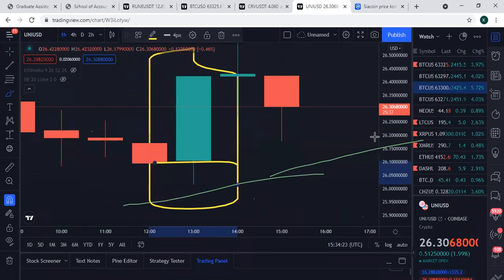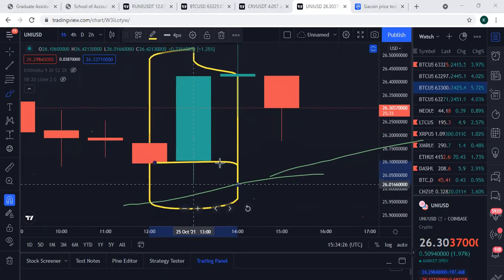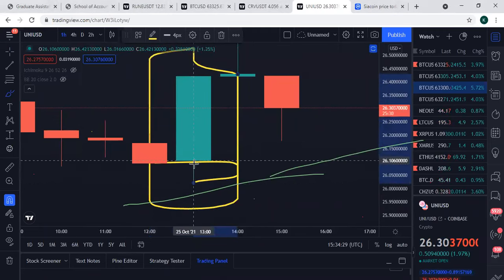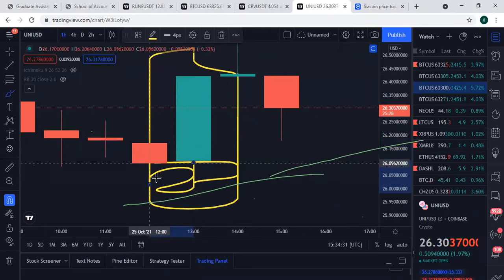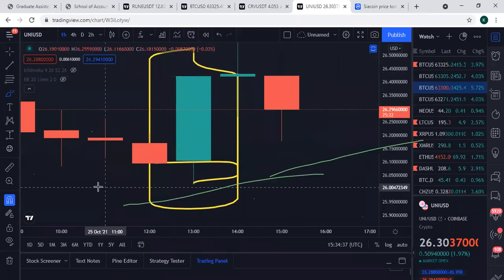And after the seller pushing the price downward, what happened? The buyers enter the market and push the price upward. So this little part, this wick, is the presence of the seller in this green candle. That is why every candle you see consists of both the buyers and the seller, which is very important for you to know.